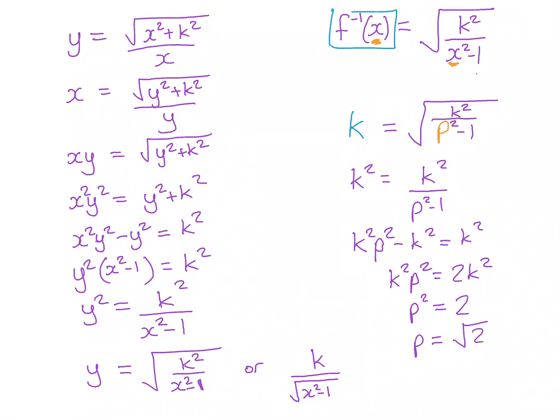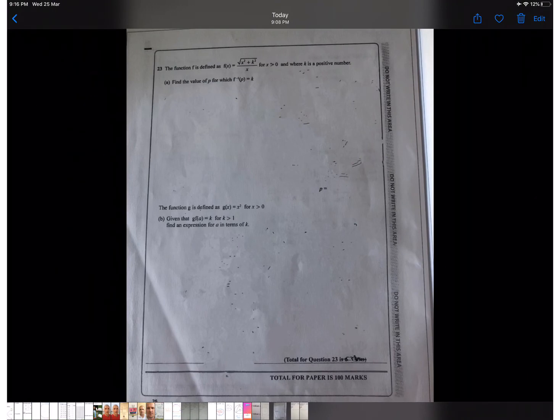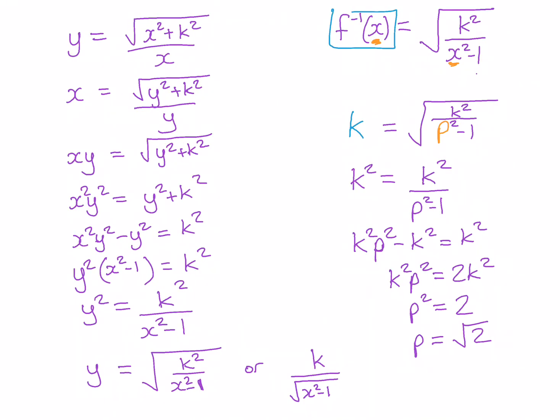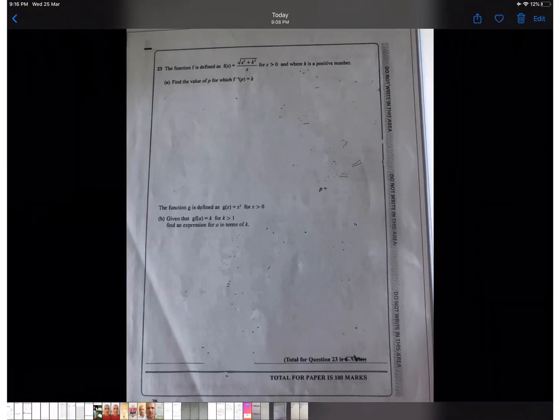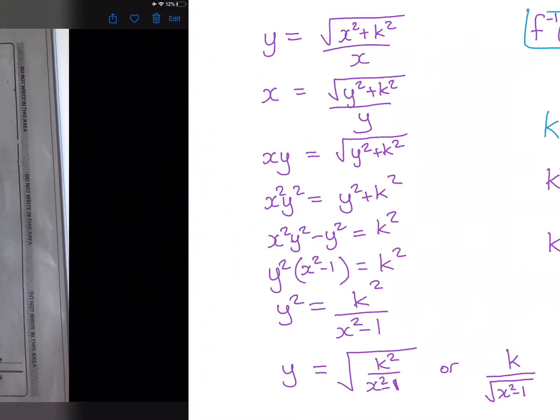I don't need to put plus or minus, I don't think. It says find the value of p. I'm going to leave it at root 2, but there's a reason why it's not going to be a negative. I just can't see why at the moment. But yeah, root 2 is our answer for that first part.